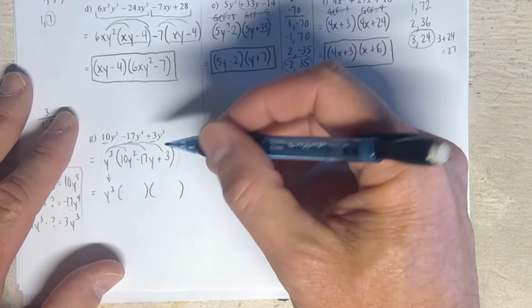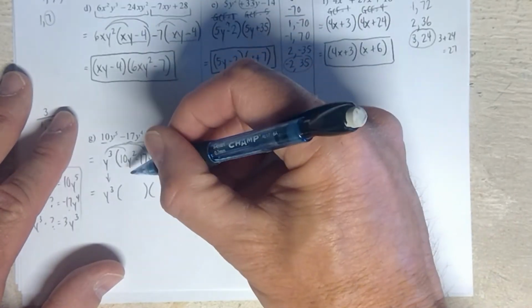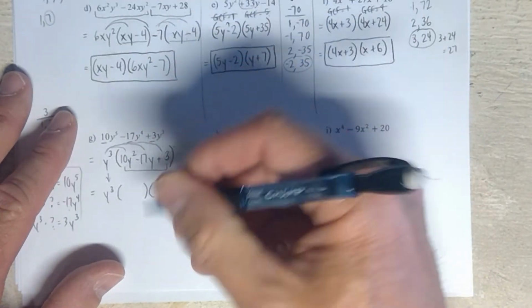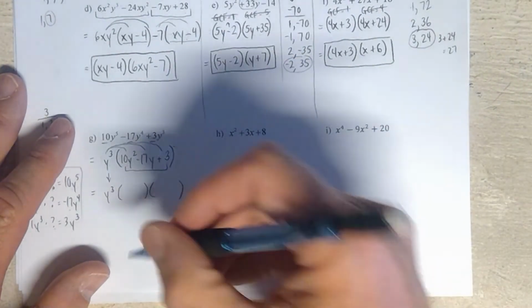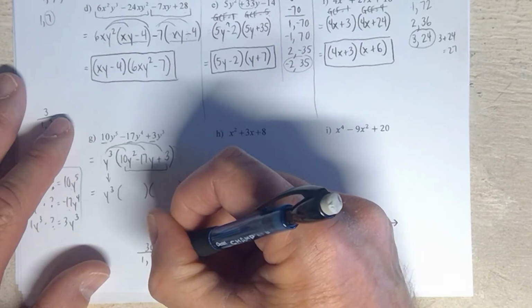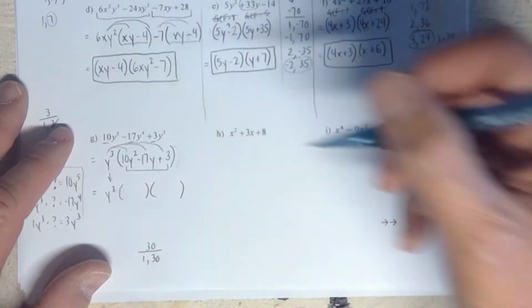Okay, so let me look at that down here. 10 times 3. 10 times 3 is 30. So we list out the factors of 30. Until we find a pair that adds up to what? -17.